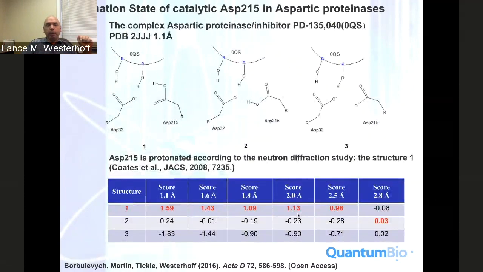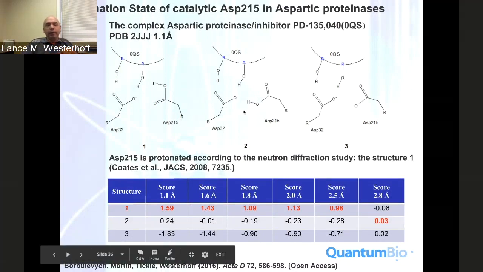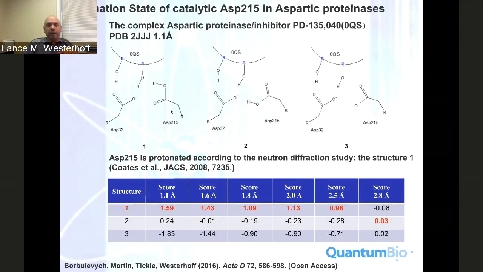And we went on and did this. We thought, well, okay, the next question is, it's great if we can do this on the ligand, but can you also do this on the protein? And sure enough, you can. Where you've got this ASP215, the question is which one is protonated in which way. You can see these different cases.